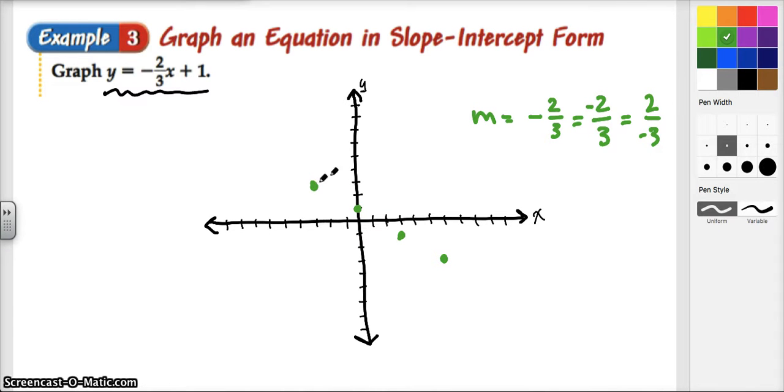All right, and I can do it again and again for the rest of my life, and you'll see that I'll get this glorious line. This is why people absolutely adore this form of a linear equation, because it's so easy to graph.